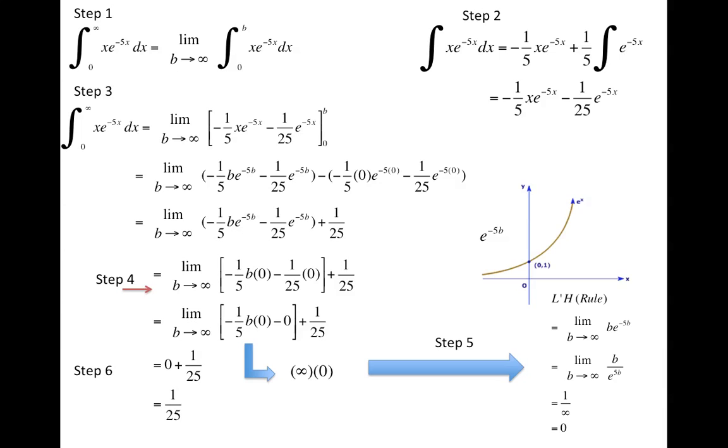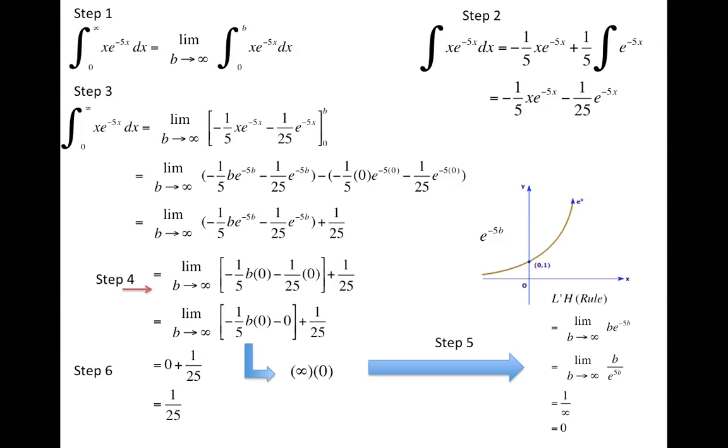As we see in the graph on the right side, this is the e to the power of x graph. So if we plug in b as infinity, we get e to the power of negative infinity. As the graph approaches negative infinity, we get 0. So we can put in the value as 0. In step 4, we get negative 1 over 5 b times 0 minus 1 over 25 times 0. So 1 over 25 times 0 is just 0.